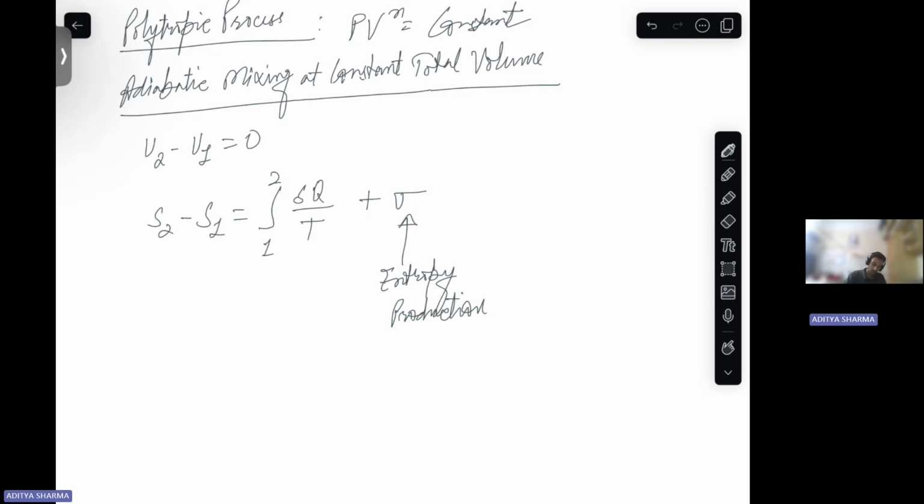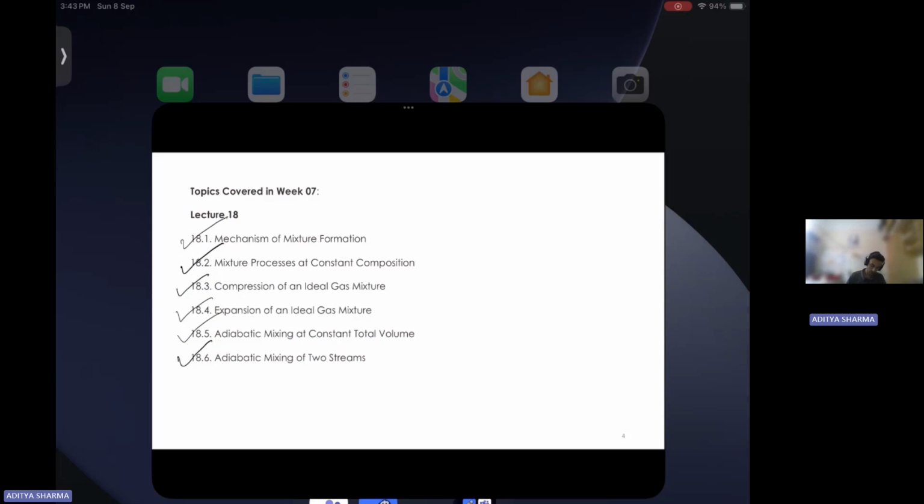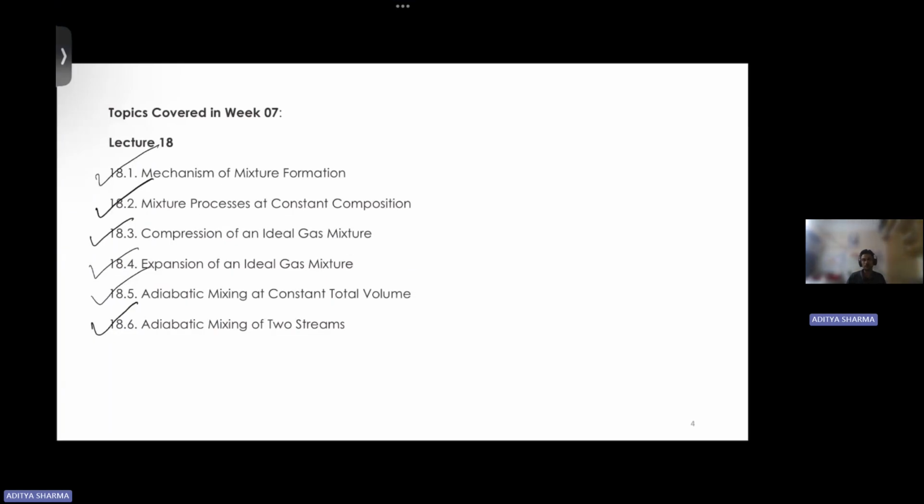Then second is your adiabatic mixing of two streams. So in that case, we will have the control volume approach for our entropy balance. So we saw in our entropy balance discussion in week 2 and week 3, and I was discussing this earlier also, that there were two cases. One was your closed system and then another was your control volume case.